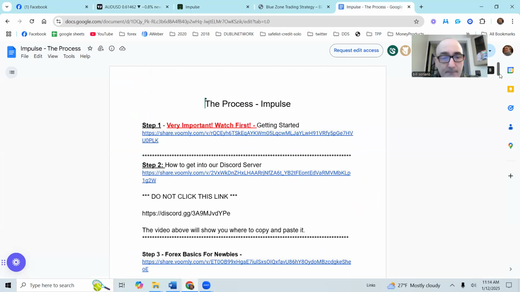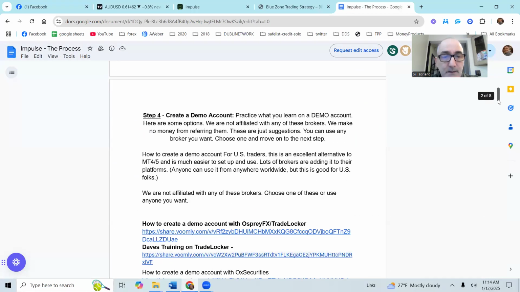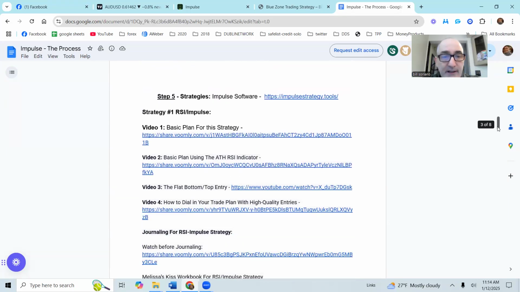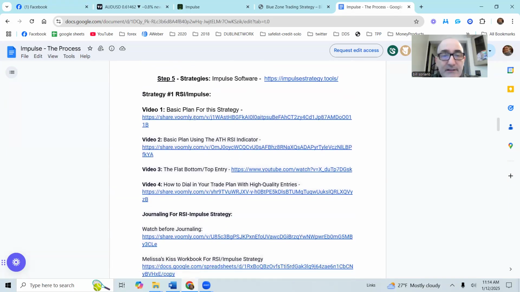And once you get access to this document, you'll see here how to set up a demo account if you're brand new. And then right here, this is step 5, strategies, impulse. This is our strategy 1, our main strategy in the community, which is the RSI impulse. It gives you the basic plan using the ATHRS indicator, flat bottom, flat top entry, and how to dial in your trade plan with high quality entries.